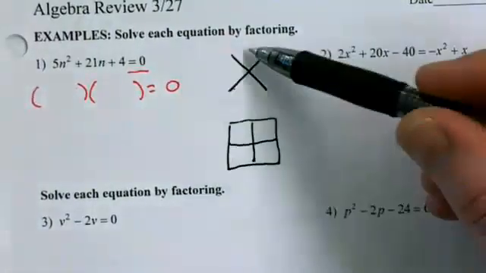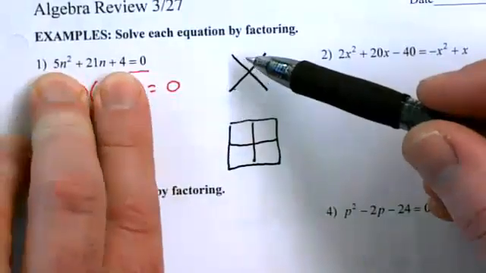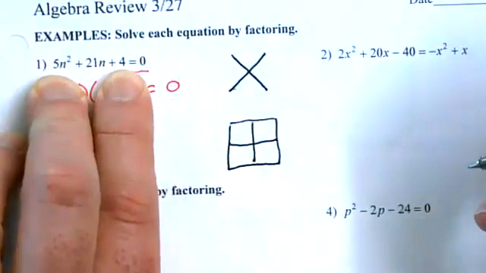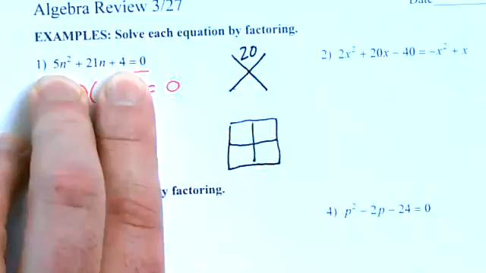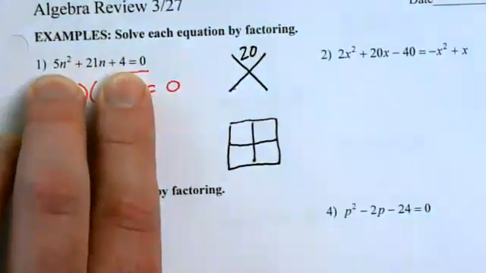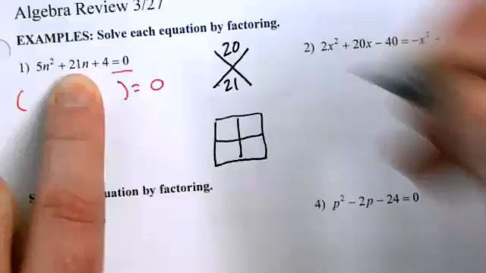What goes on the top of the diamond? A times C, in this case, that's 5 times 4. So we would have a 20 in the top. A times C is 20. What goes in the bottom? In this case, it's 21. Whatever B is goes in the bottom.